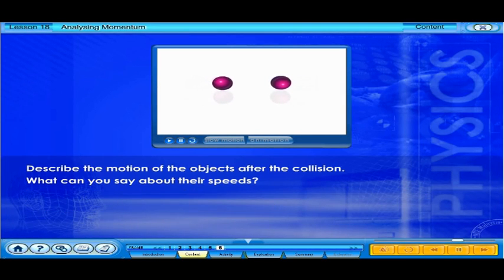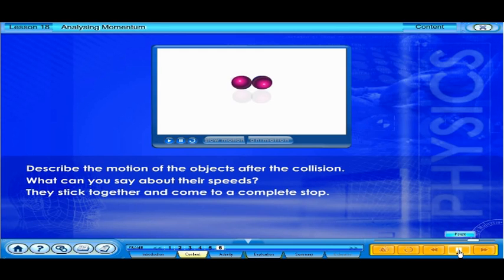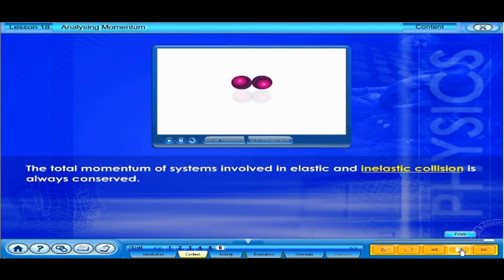Let us look at another video. Describe the motion of the objects after the collision. What can you say about their speeds? They stick together and come to a complete stop. This is also an example of an inelastic collision. The total momentum of those systems is always conserved.